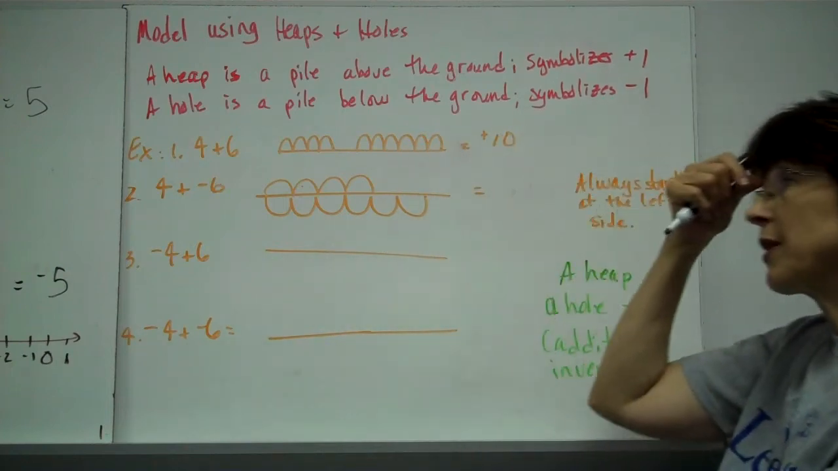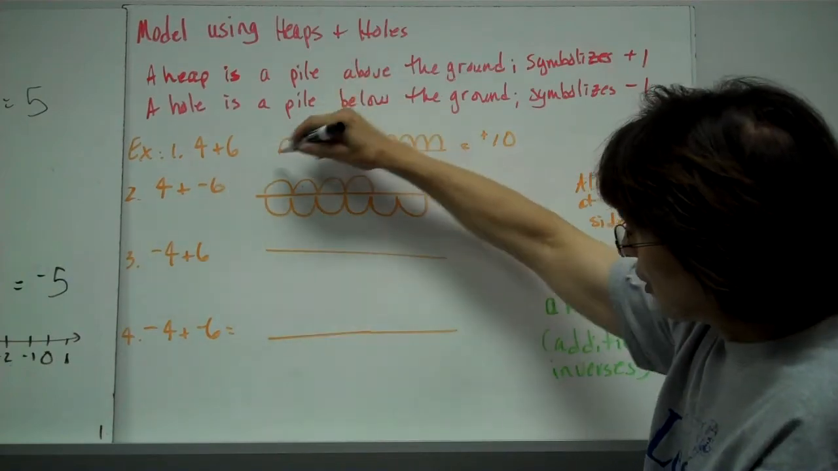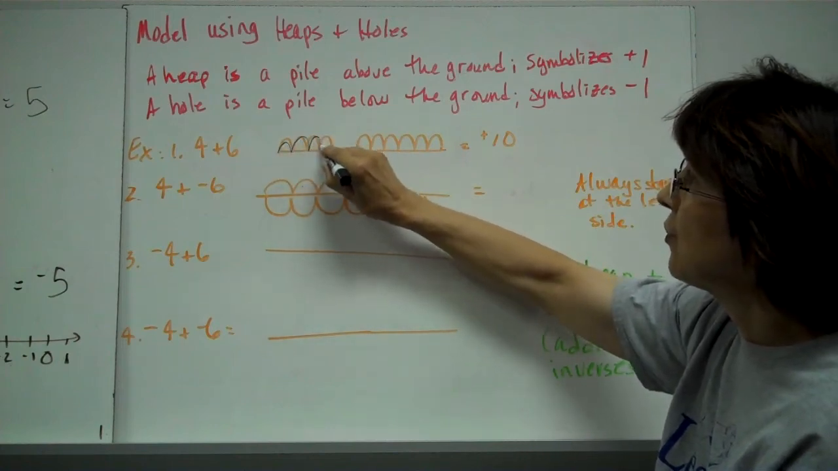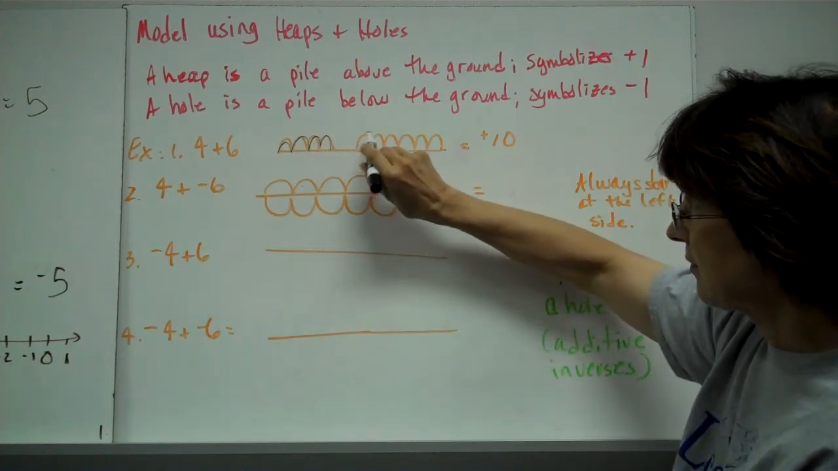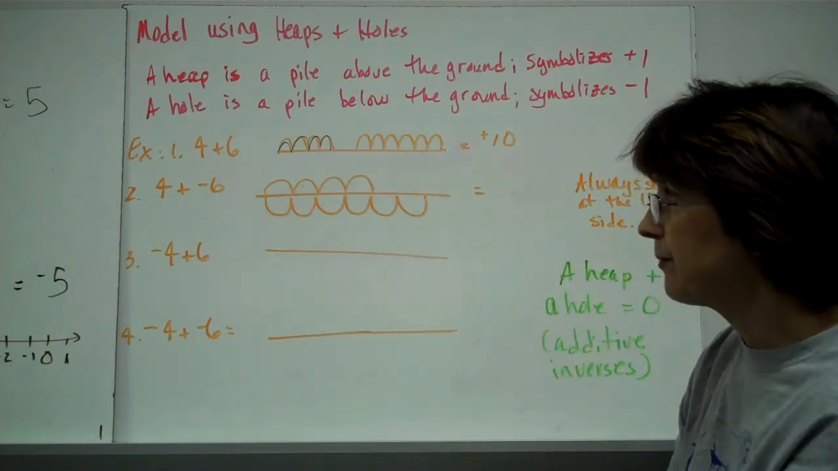So let me show you how you work with this. For example, if you have 4 plus 6, we'll start real simple. That means we draw your ground, so to speak, your line, and we have 4 above the line, right? 4 heaps because it's positive, plus 6 of them. We draw 6 heaps, and altogether, if we count them, we'll get 10, positive 10.